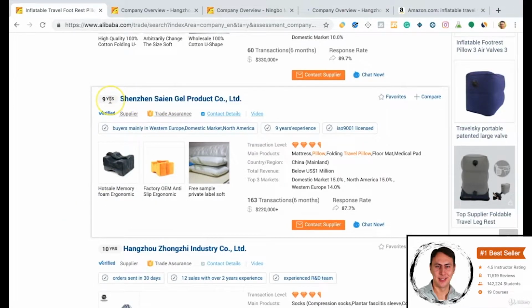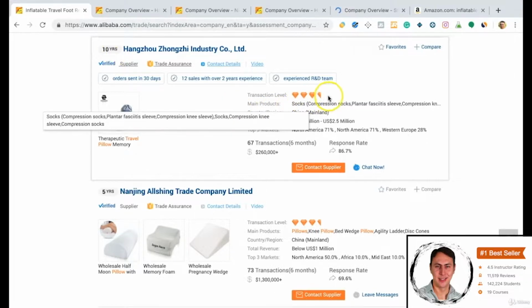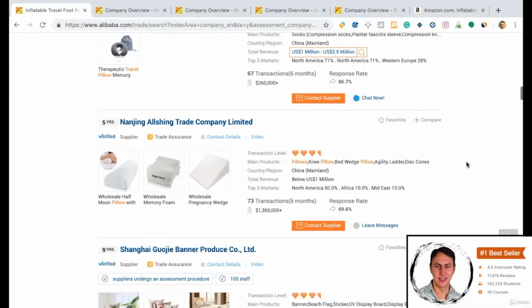We will have a look at this manufacturer as well. He has 9 years of experience and his main product seems similar to what we need. Travel pillows and so on, they are similar products to what we are searching for. 87% is a good rate as well. I think that they will reply quickly. Let's continue. Here is another one. He is a 10-year vendor. His transaction level is high. He has shipped over 260,000 in the last 6 months.